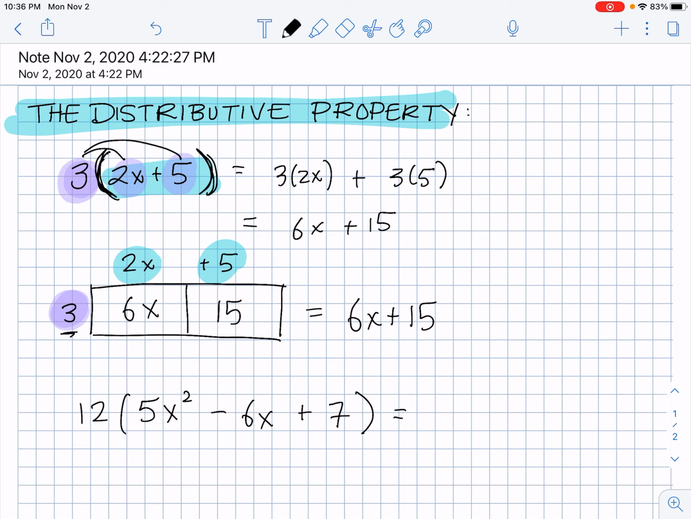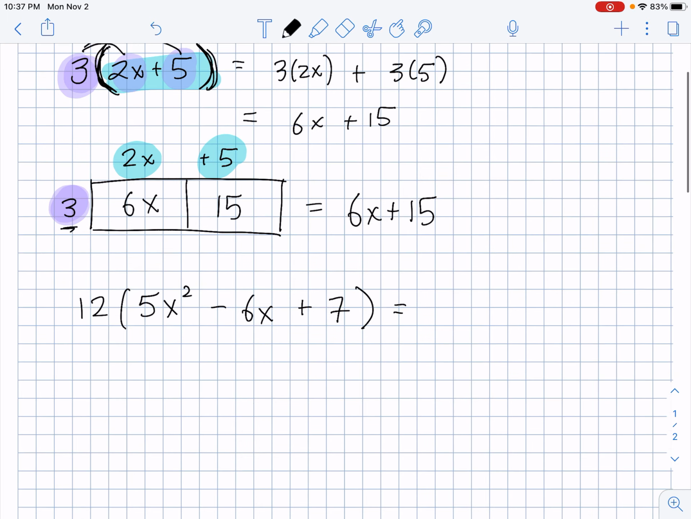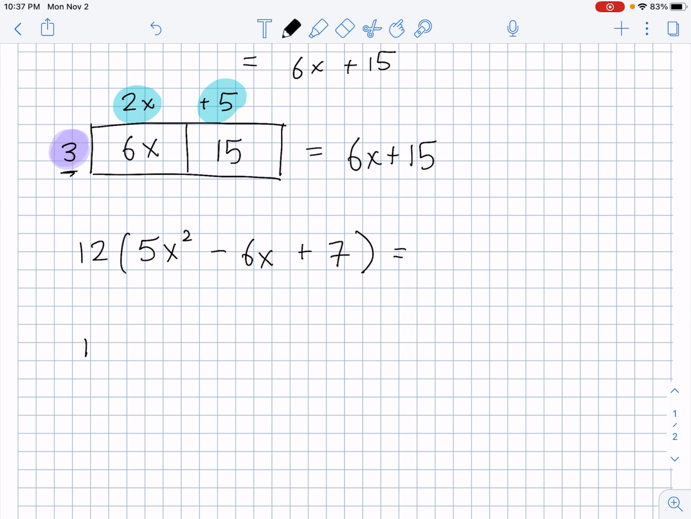You are back, and if you are back, that means you have actually done this problem. If you haven't done this problem and you're just waiting, pause the video, do it for real. Here you go. All right, now we're back for real, and so I'm going to do this problem using the box method.